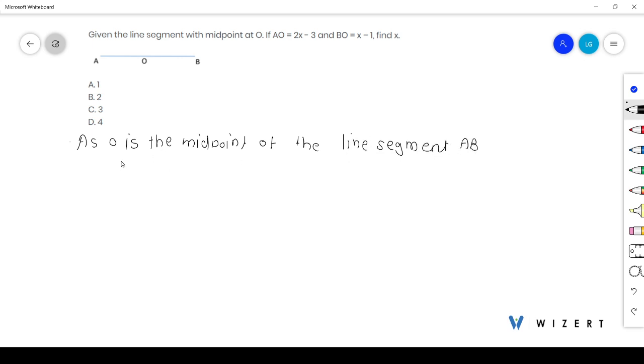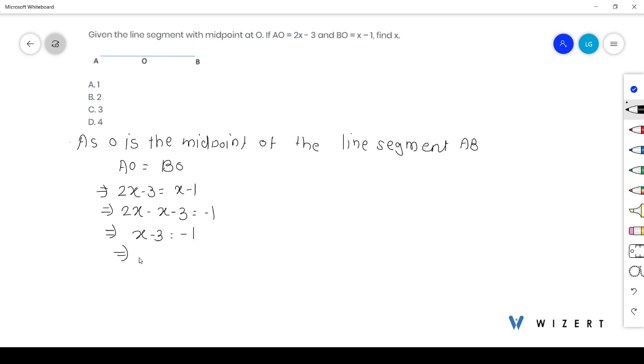so AO equals BO, that is 2x minus 3 equals x minus 1. Now subtract x from both sides, we get 2x minus x minus 3 equals minus 1, that is x minus 3 equals minus 1.